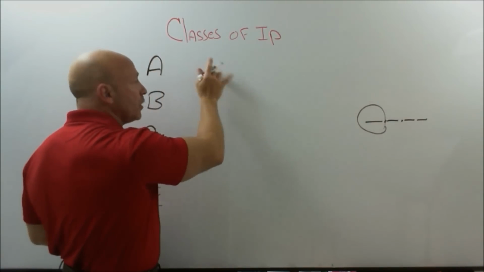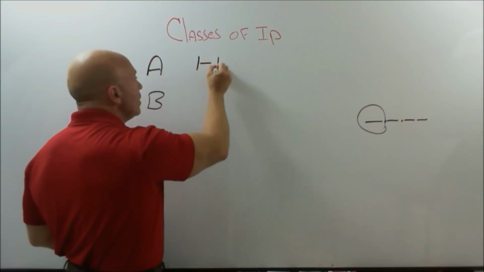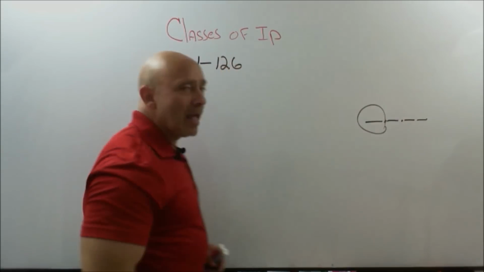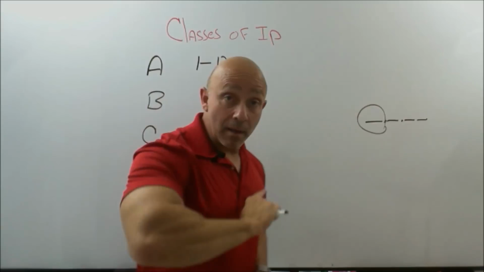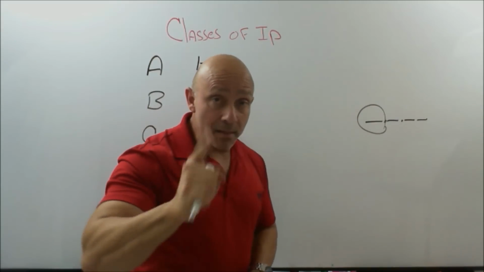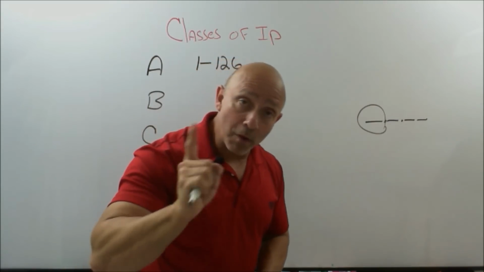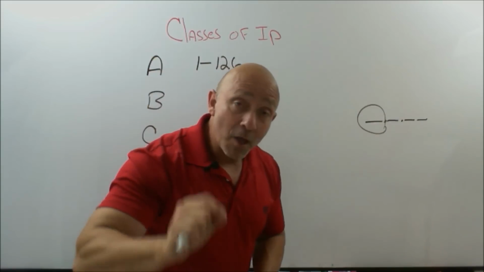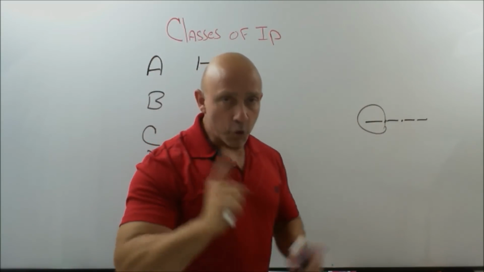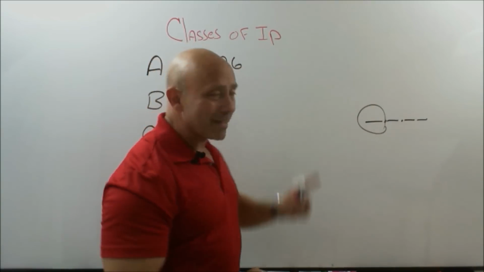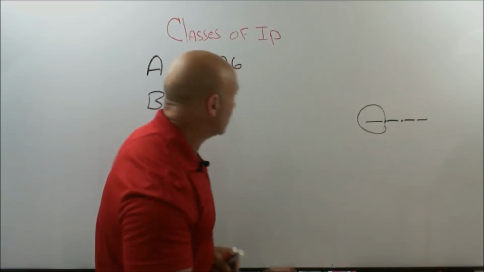So the range for a class A is 1 through 126. Hey Laz, what happened to the 0? Remember in the previous lecture that 0.0.0.0 is the gateway of last resort? It is a reserved address, so you cannot use it. Therefore, it's not in the range. The true range is 1 through 126 for a class A.